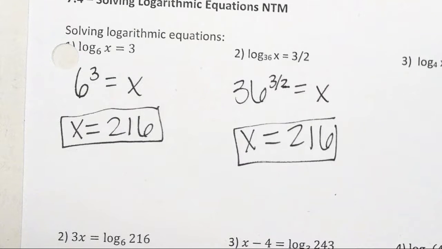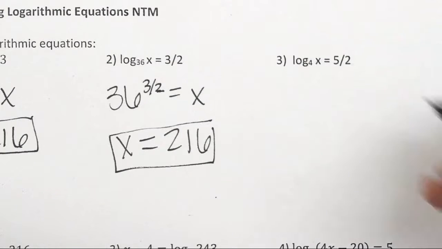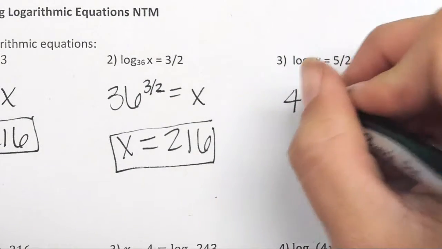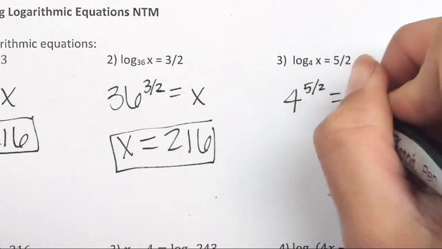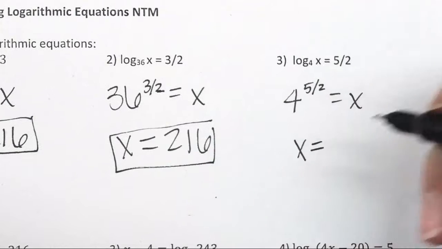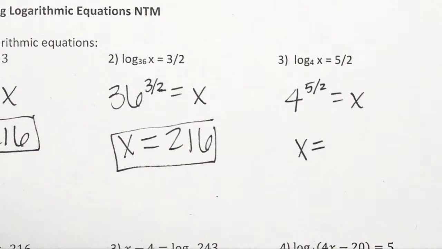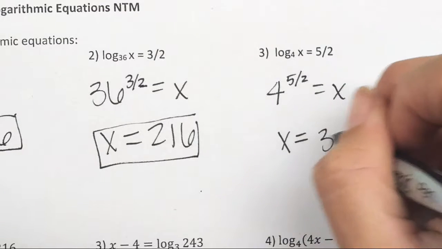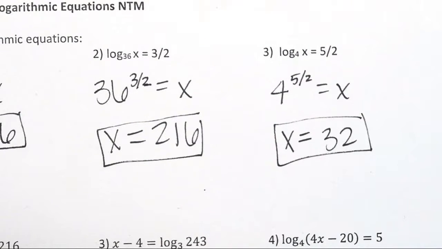Okay. So the next one, how will I write it? So what will x be? Go ahead and find that. Somebody said it. 32. Good. Did everybody get that on their calculator? Okay.